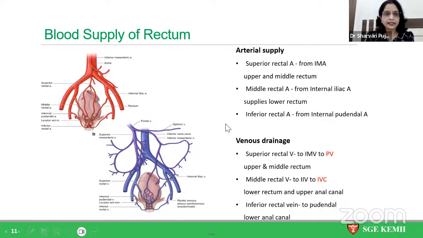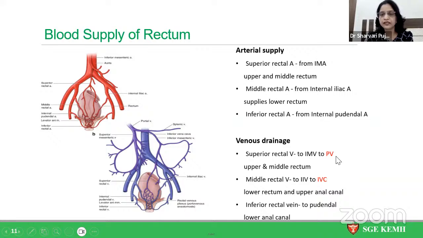The rectum is supplied superiorly by the superior rectal artery, which comes from the inferior mesenteric artery, a branch of the aorta. The middle rectal artery arises from the internal iliac artery, supplying the middle and lower part of the rectum, and the inferior rectal artery arises from the internal pudendal artery. Similarly, the superior rectal vein drains into the inferior mesenteric vein and to the portal vein, draining the upper and middle part of the rectum. The middle rectal vein goes to the internal iliac vein and then to the systemic circulation, that is the IVC.